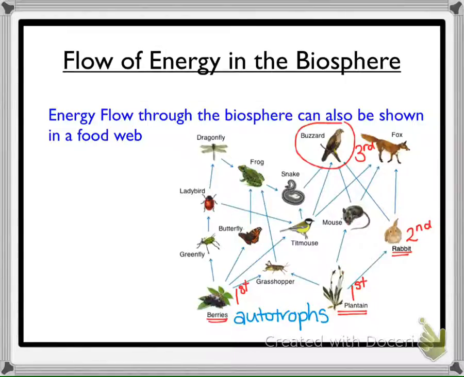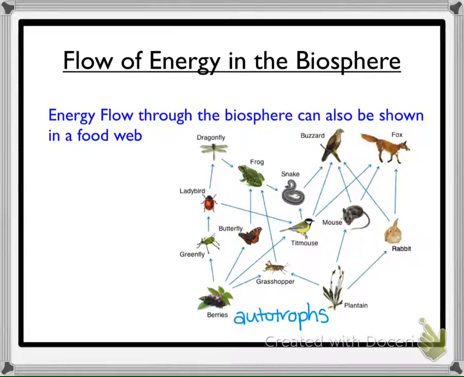For example, let's start with the berries as our first trophic level. That would make this bird at the second trophic level, the snake at the third trophic level, and finally the buzzard at the fourth trophic level. So the food web is going to show us that each organism can occupy a different level in the food chain depending on exactly what his diet choices are.